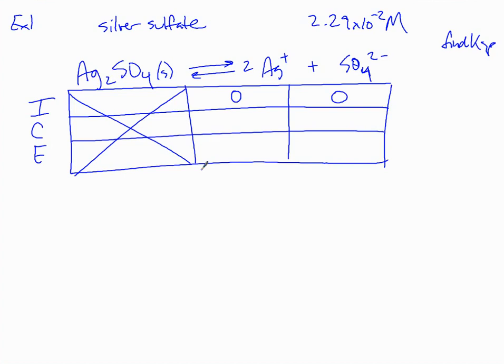Then the change. The change, you could represent it as X, but in solubility it's usually S. We are going to increase the concentration by some amount, and it's times 2. 2 is the coefficient. So the concentration of silver is plus 2S, and for sulfate it's just plus S.